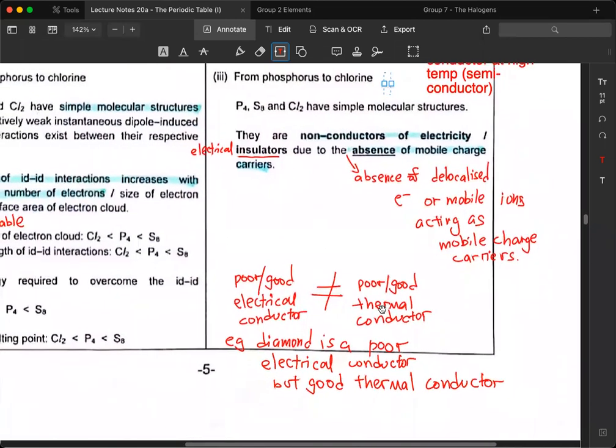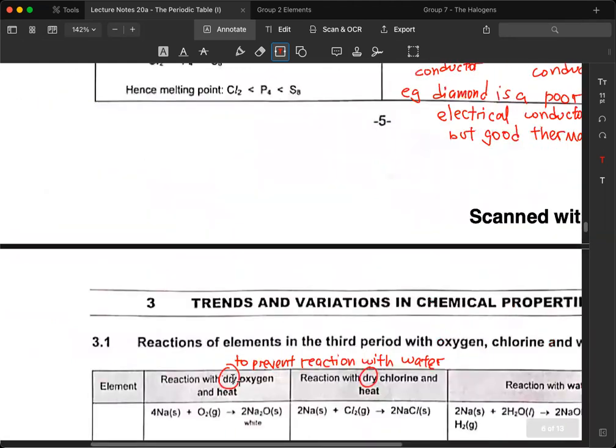Just take note that it's not necessarily true that if a material is a good conductor of electricity, it will be a good conductor of heat. No, they are not the same. For example, diamond may be a poor electrical conductor, but it's a good thermal conductor. So it may correspond for some materials like metals, but not other materials.